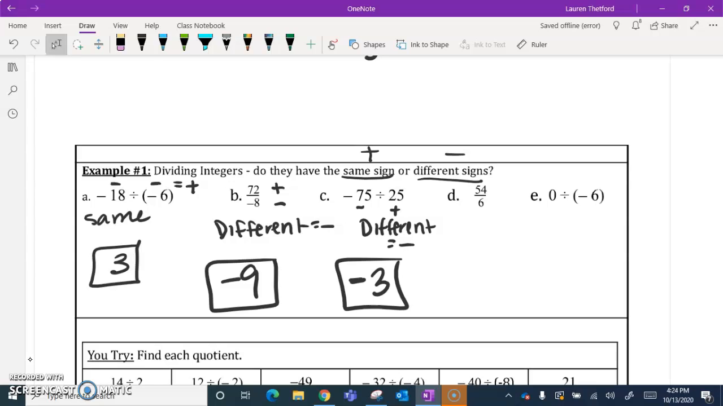All right. Here we have a positive and a positive. So these are same signs, which means I have a positive answer. So 54 divided by 6 is just 9.